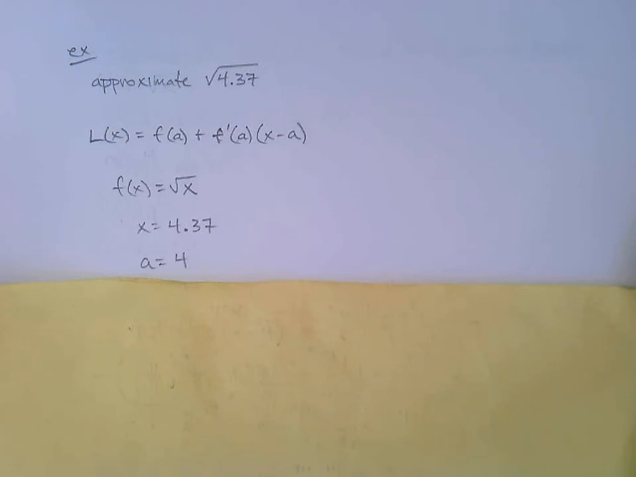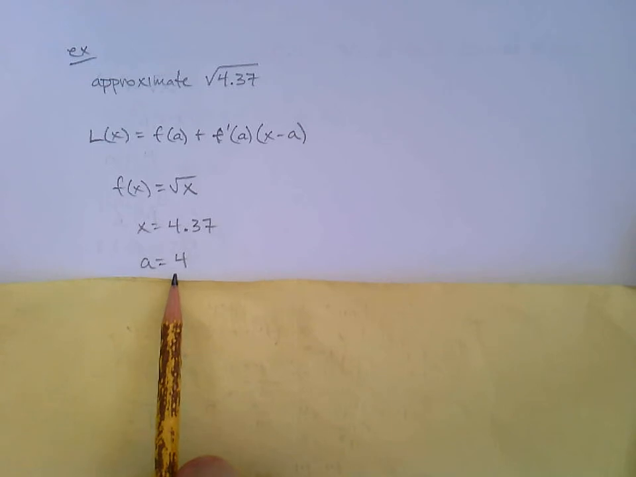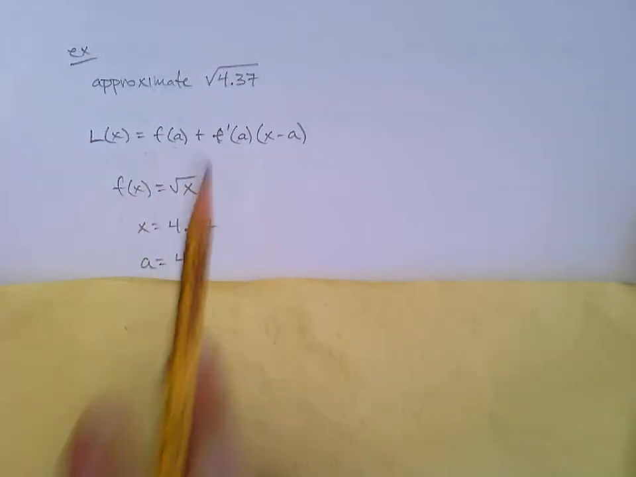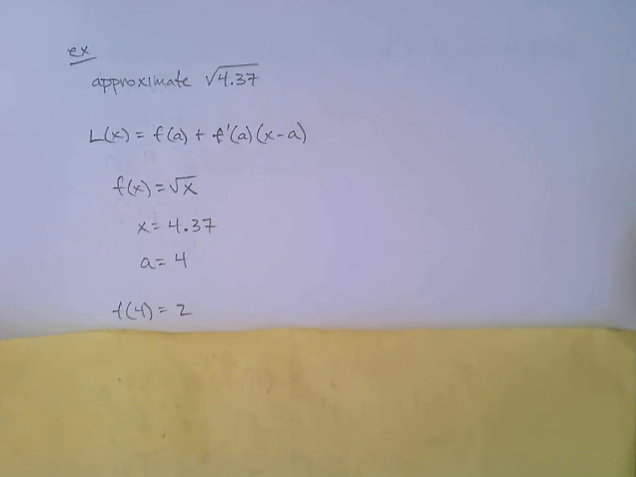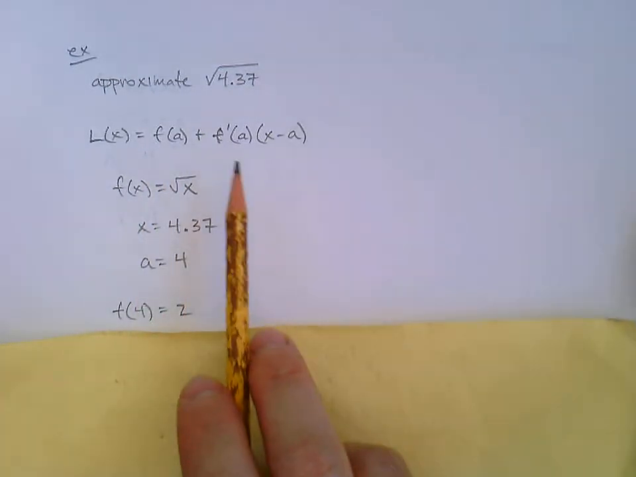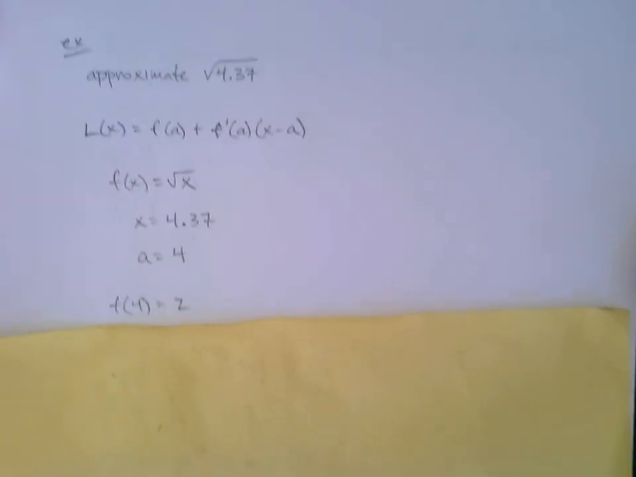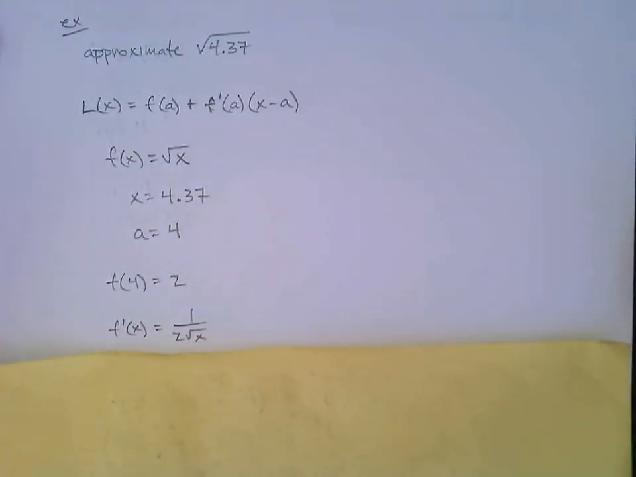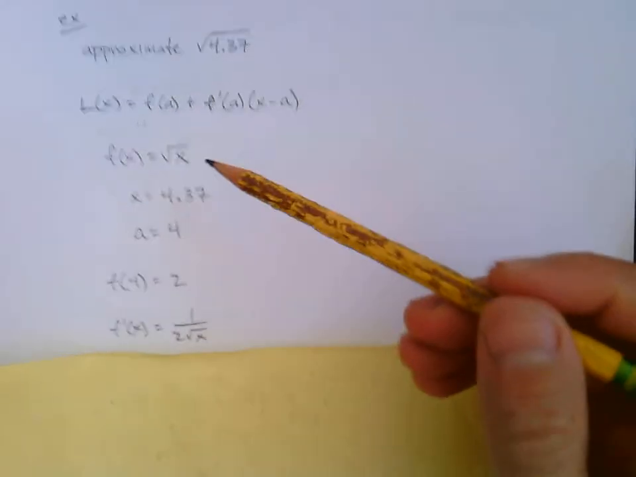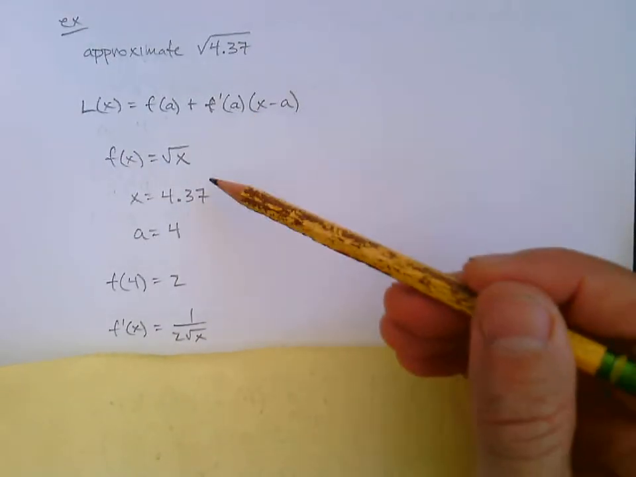All right, I've identified these. This is where I need to begin. Then I realize it starts with f of a. So I need to know f of 4. Well, for this function, f of 4 equals 2. So I can put 2 there. Okay, I also need f prime of a. Well, that means I need f prime of x. I need my derivative before I can plug in.